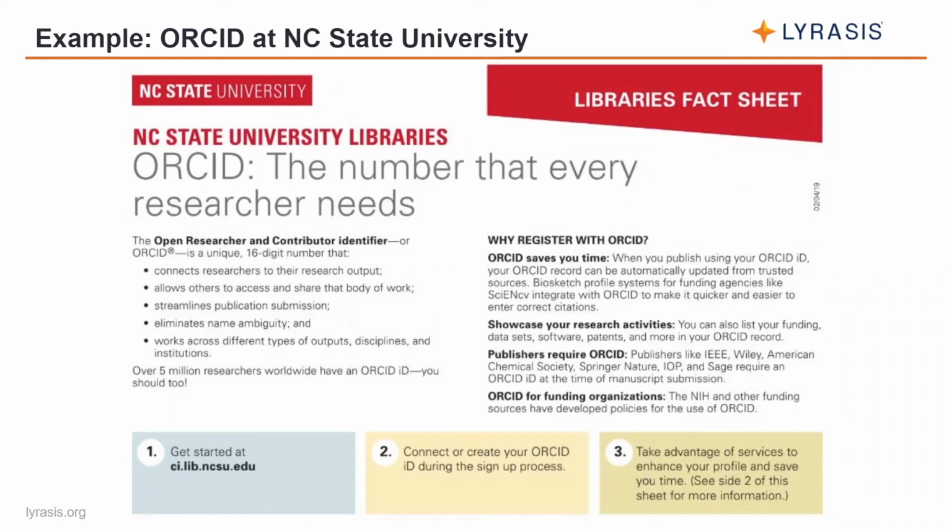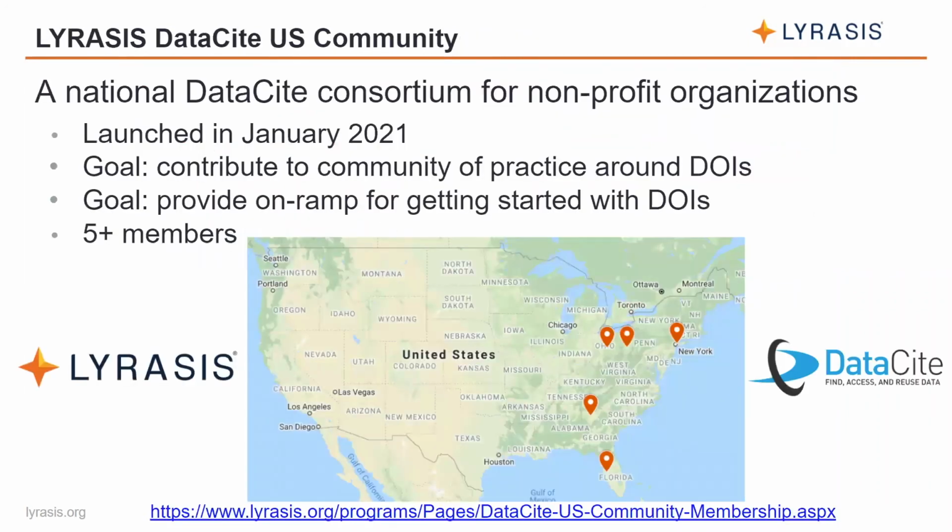So with the progress that has been made in the ORCID US community so far, Lyrasis has also just this year launched a DataCite US community consortium for nonprofit organizations that want to create DOIs for their unique materials. And since there are already several libraries that have been leading the way and working directly with DataCite, the goals for the Lyrasis DataCite Consortium are to contribute to the existing community of practice around DOIs in the US and globally, and to provide an on-ramp to libraries that are just getting started with using DOIs.